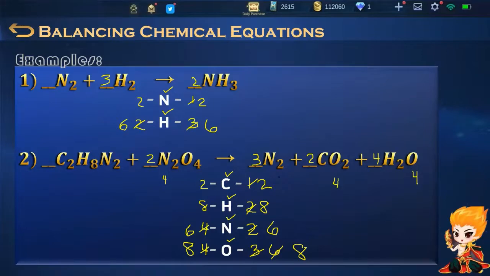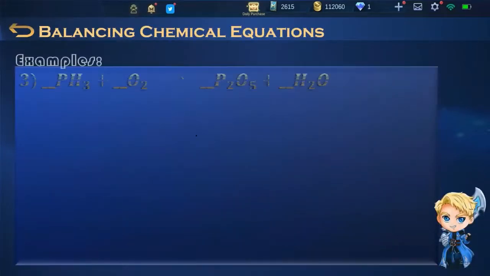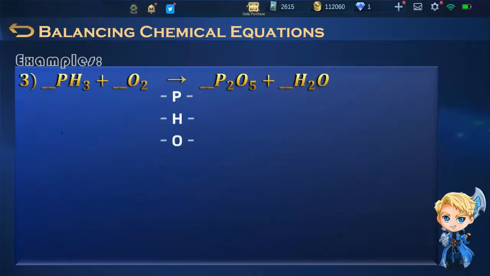Let's proceed to the next example. We have phosphorus, hydrogen, and oxygen. Inventory: P is 1, H is 3, O is 2. On the product side, we have 2. Oxygen is 5 plus 1 is 6. Hydrogen is 2.